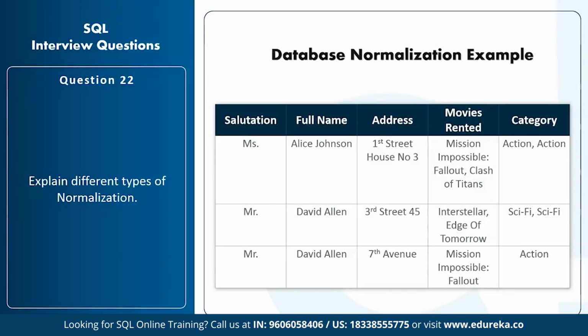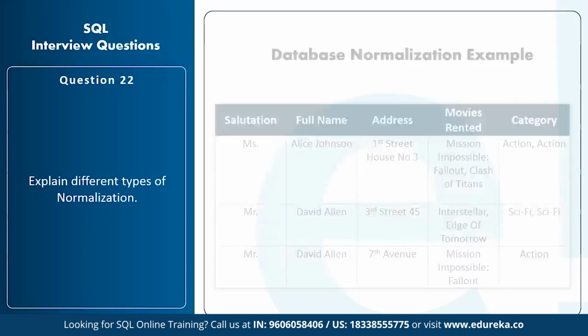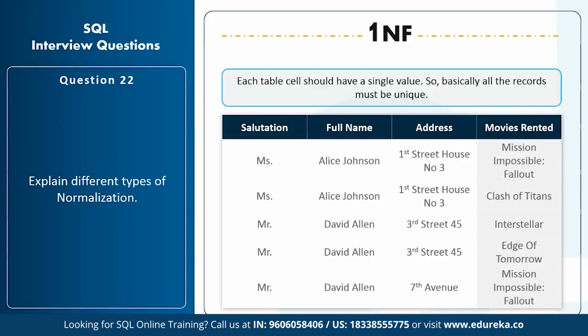Now to apply normalization to this particular table, you'll clearly observe that there is Alice Johnson who has a particular address and has rented a few movies from a specific category, and the category action is mentioned twice over here. Similarly, David Allen's address has been divided into 2 different records, and the movies rented and the categories have also been divided into 2 different records, right? Now to apply normalization to this particular table, you first have to apply the 1NF. That is the first normal form.